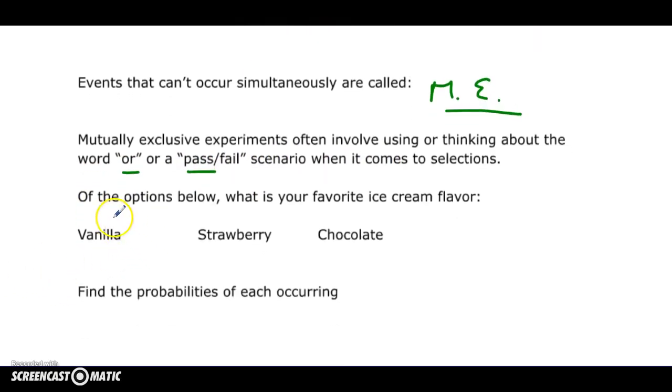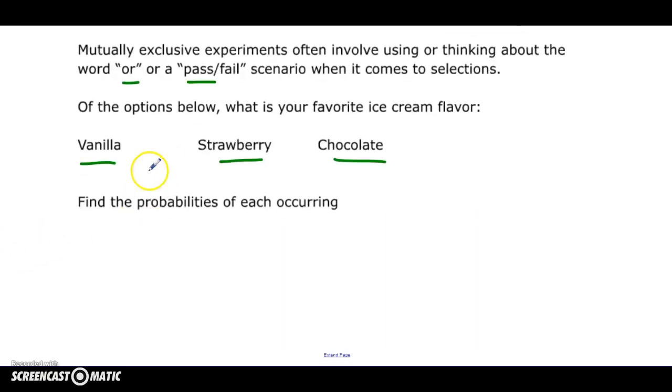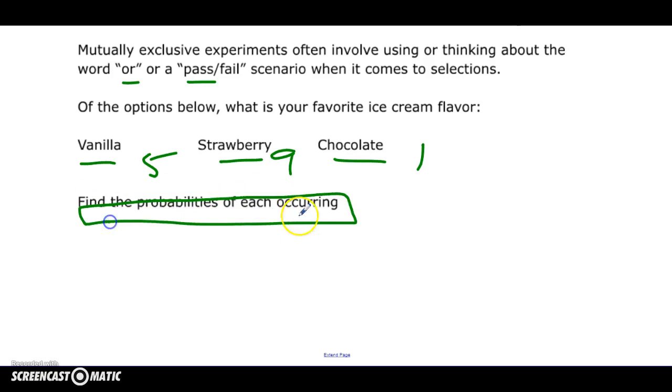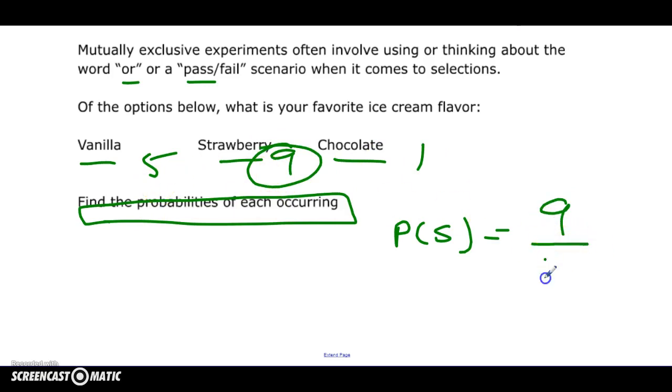So for example, of the options here, what is your favorite ice cream flavor? There's no overlap. There's vanilla and there's strawberry and there's chocolate. So if we were to do this and find out that 5 people said this, 9 people said this, and 1 person said this, and we want to find the probabilities of each occurring, this is an experimental probability. What you would do for, let's do strawberry for example, is say 9 people chose strawberry out of a total of 9 and 1 is 10 plus 5 is 15, 9 over 15, and then figure out that it's 0.6 or whatever that is as a decimal and as a percent.